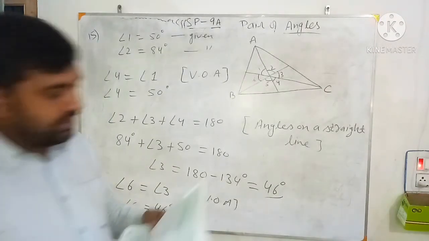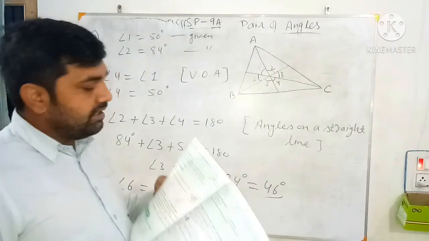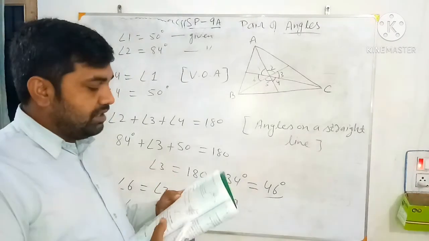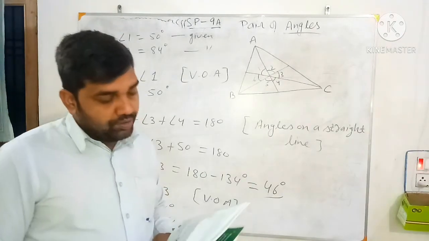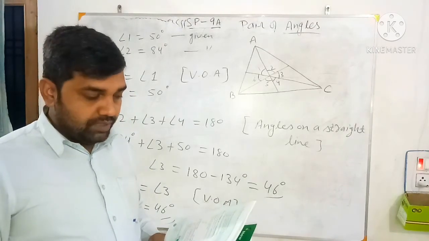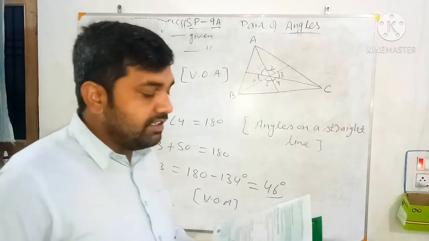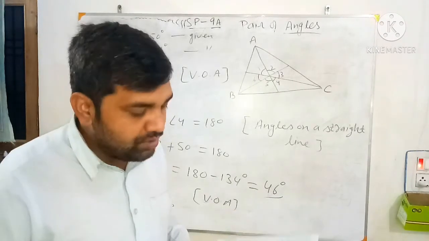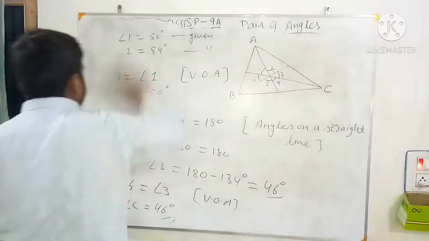Now see the question number 16. Find the angles in each of the following. The angles are supplementary and the larger is 20 degree less than 3 times the smaller. So the angles are supplementary, means the sum of the given angles is 180 degree and the larger is 20 degree less than 3 times the smaller. So here we have to suppose the smaller angle x degree. Now see how we do.